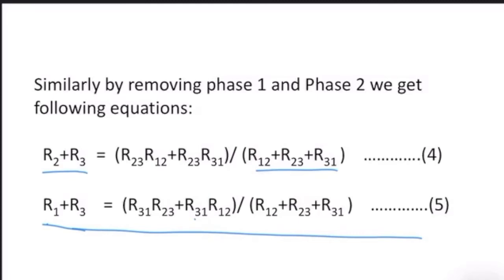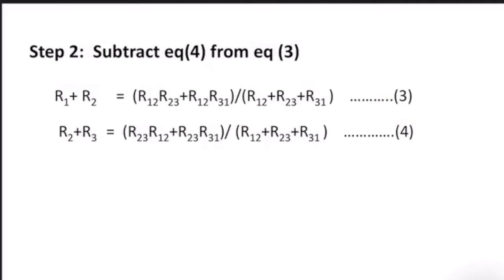Okay, now what is our next step? Step number 2. What are we going to do in step number 2? We'll subtract equation number 3 from equation number 4. So what is our equation number 4? Our equation number 4 is R2 plus R3 equal to R23 into R12 plus R23 into R31 divided by R12 plus R23 plus R31. And what is our equation number 3? Equation number 3 is R1 plus R2 is equal to R12 into R23 plus R12 into R31 divided by R12 plus R23 plus R31. So we'll subtract it.